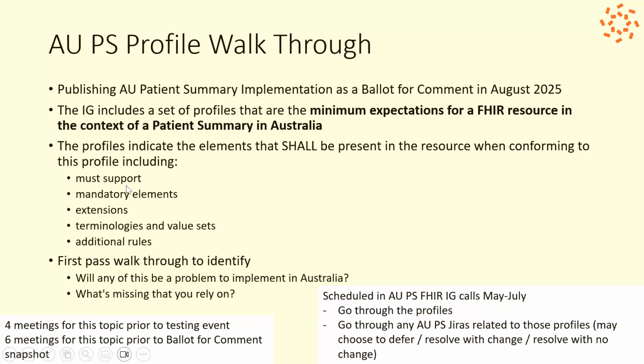Probably skip past this, but I'm just going to say that this is the kind of thing we need to do. We don't have that many meetings before the testing event, but it'd be good to get as much as we can before the testing event, so that we're testing on the updated baseline if we do decide to make any changes. And then we've got 6 meetings to get through all those profiles before we go to ballot for comment. So it is a little bit squishy.